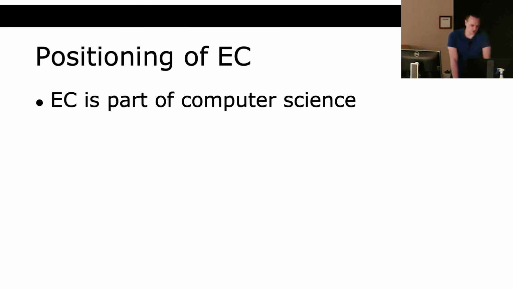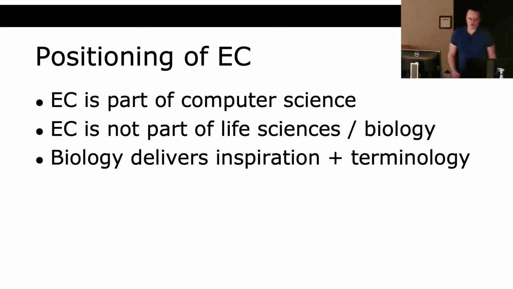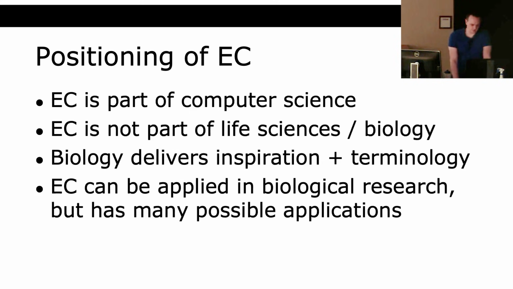So what is the positioning of EC? EC is a part of computer science and algorithm science, if you want to talk about it that way. It is not necessarily a part of life sciences or biology. Maybe there is now more of a computing focus in biology, and so these may be mentioned, but they are more of a computer science thing that was inspired by biology. So biology will deliver the inspiration and terminology for evolutionary computing, but not the algorithms part.